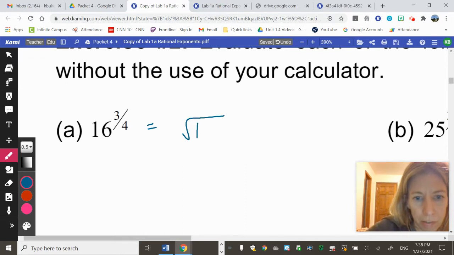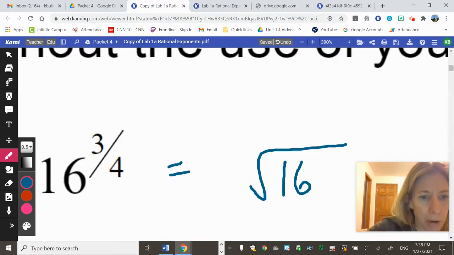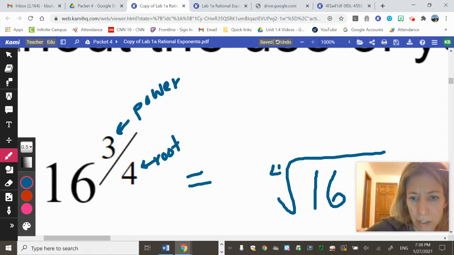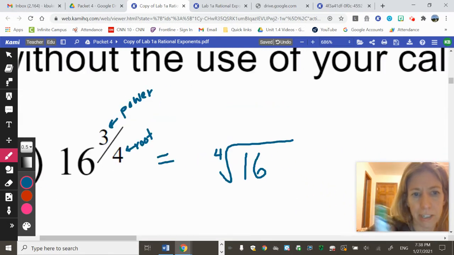Here we have 16 as our radicand or our base, the power is 3, and the root is 4. So basically this is saying the 4th root of 16 to the 3rd power.